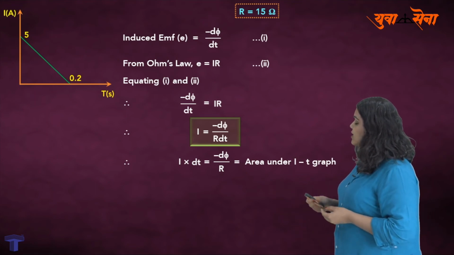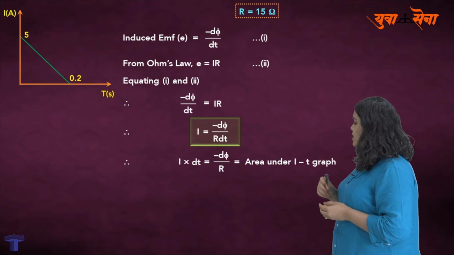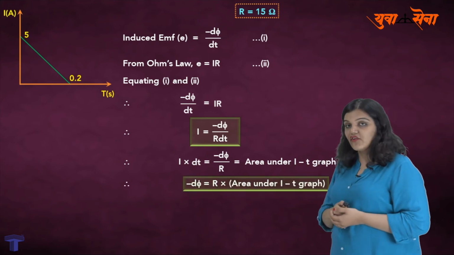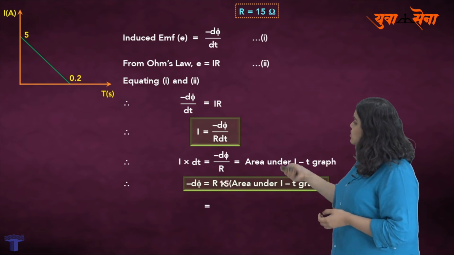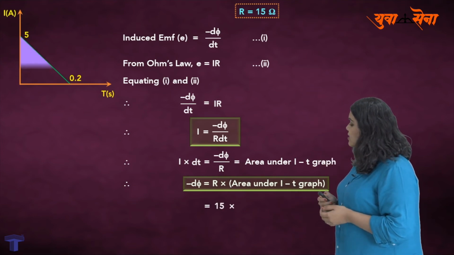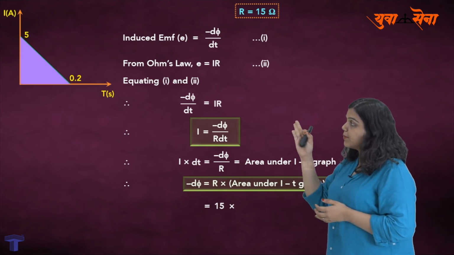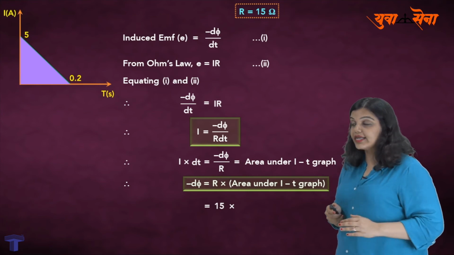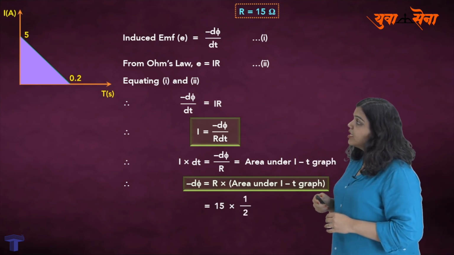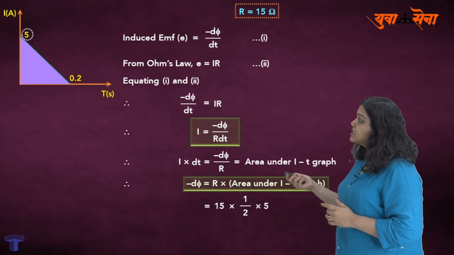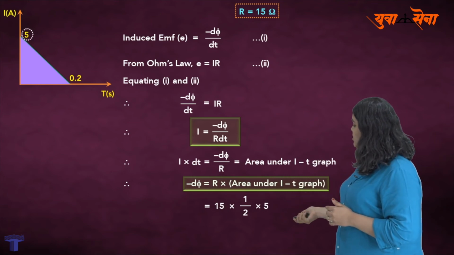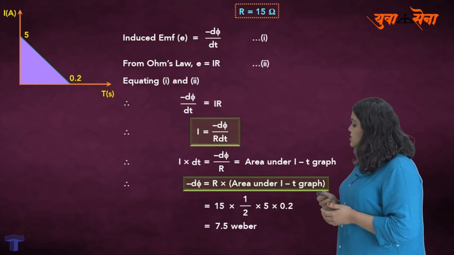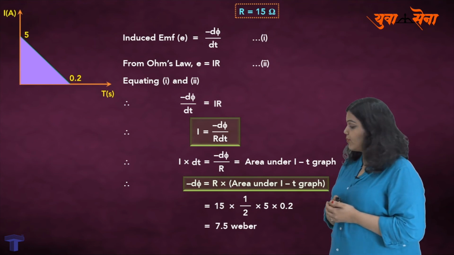What you have is a formula that says minus d phi by R is equal to area under graph. From this I can say that minus d phi is equal to R into area under graph. R is known to us. R is 15 ohm, which I will put in the formula. Area under the graph is nothing but the area of that shape, that is a triangle, and area of a triangle is nothing but half into base into height. Now we have been told that the height is 5, as you can see from the figure, and the base is 0.2, and therefore I have area under the graph as half into 5 into 0.2 multiplied by the resistance, which was 15. This gives me the answer, that is the change in flux is 7.5 Weber.